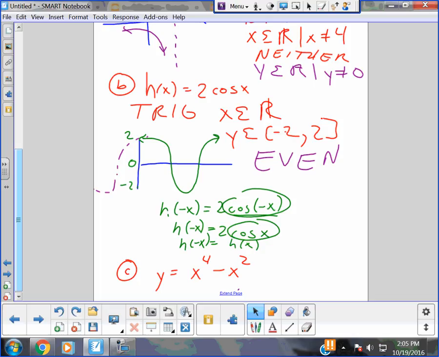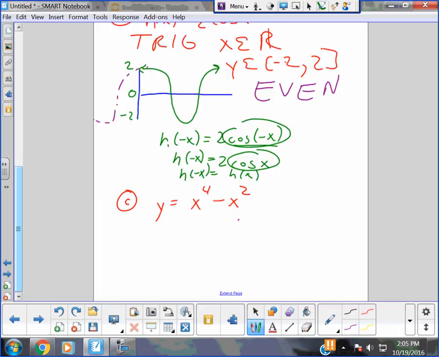Choose a graph. Yeah, that's not a bad way to do it. What's the last one for type? Polynomial. I would just do poly. Even odd, you look at it, even. All right?